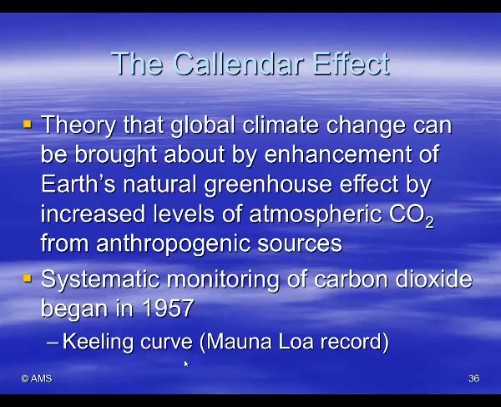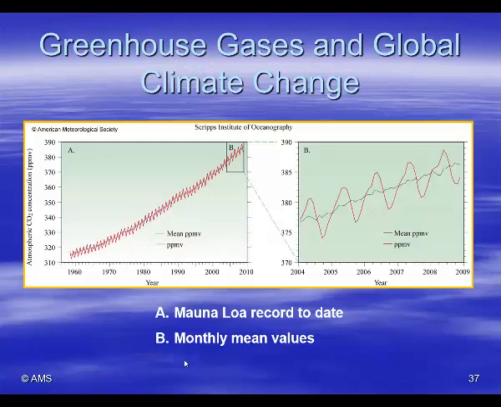There's a theory that global climate change can be brought about by the enhancement of the Earth's natural greenhouse effect by increasing the levels of atmospheric CO2 from man-made sources. Systematic monitoring began back in 1957. Here shows the results of that study, and we see that it oscillates as the year oscillates, but it looks like the amount of CO2 concentration is increasing as time goes on.